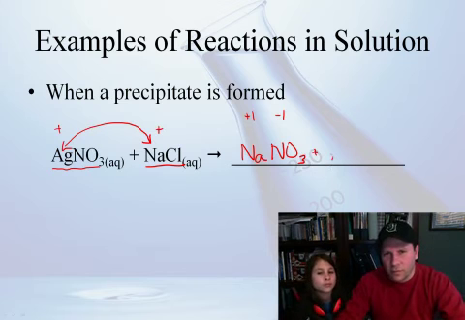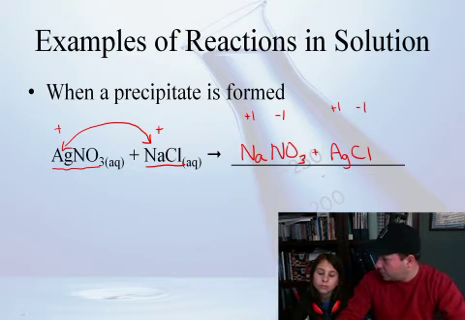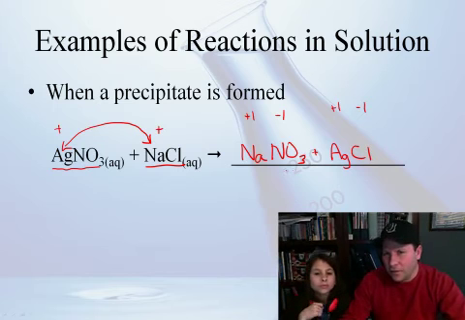And then the silver was with the nitrate before. What's it going to be with now? The chlorine. And we'll put a Cl there. The silver is a +1. The chlorine is a -1. Is it neutral? Yes. So we're good there. And it is balanced. Now, we need to determine whether these 2 things are soluble or not.